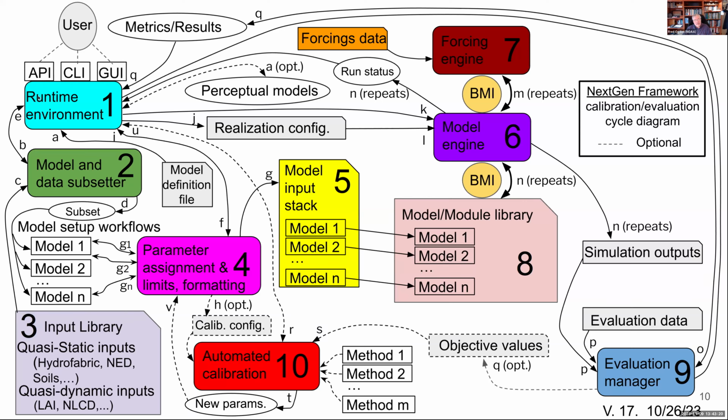The user selects options through the runtime environment, says, I want to run this formulation in this catchment using this set of forcing over this period of time, calibrate it using this method, and evaluate that calibration using these metrics. So that's the kind of information the user provides.